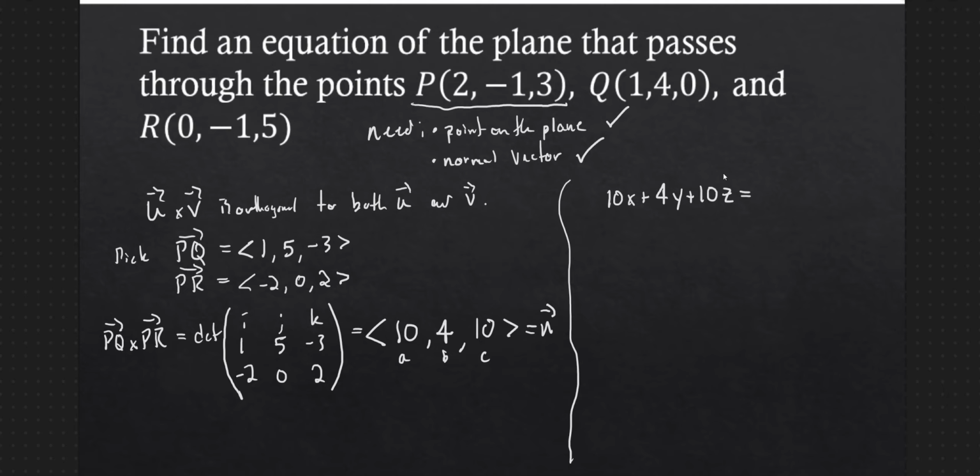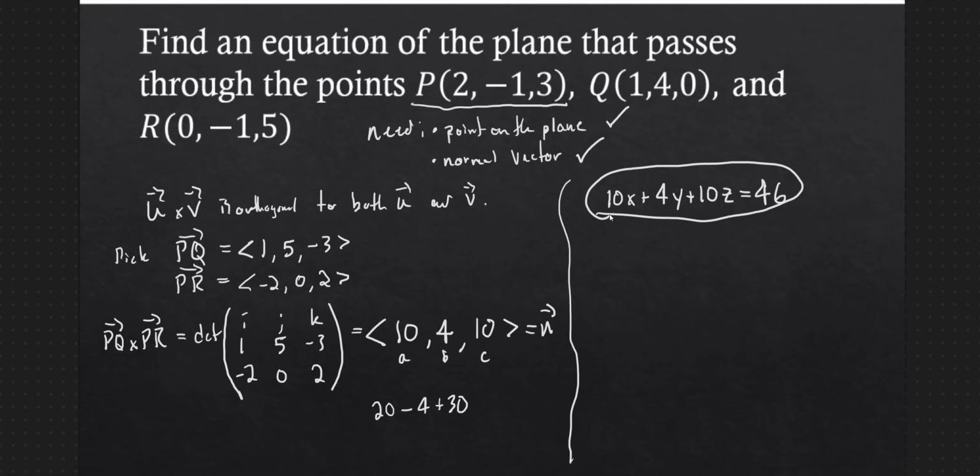So that's 2 times 10, that's 20, minus 4. Let me do this calculation down here. 20 minus 4 plus 30. So that's 50 minus 4, that's 46. That's the equation of the plane.